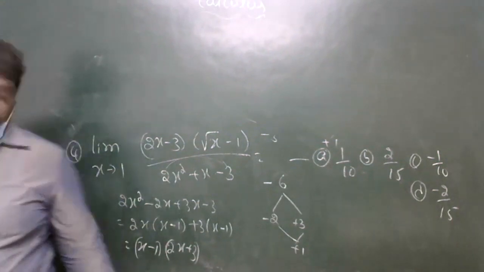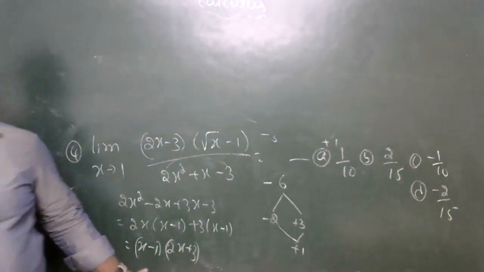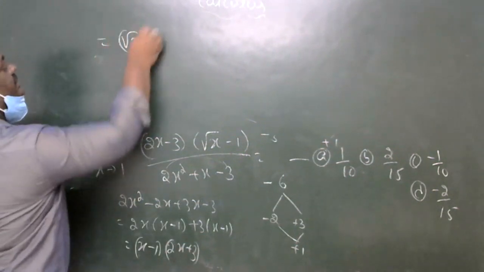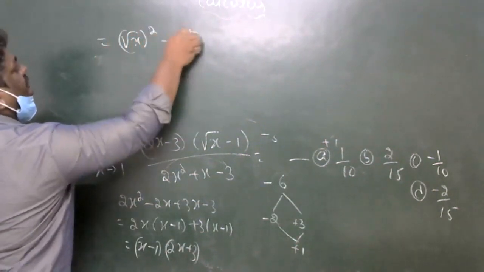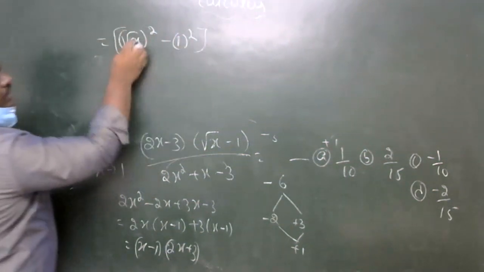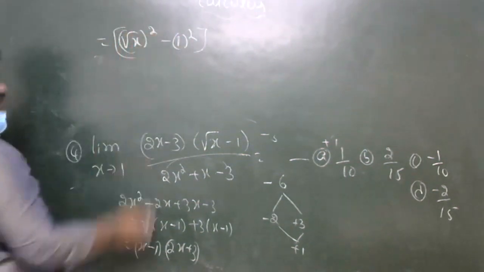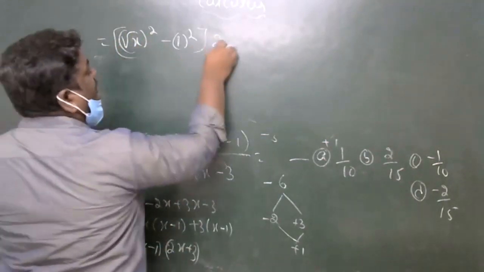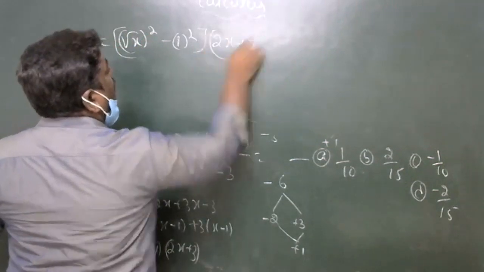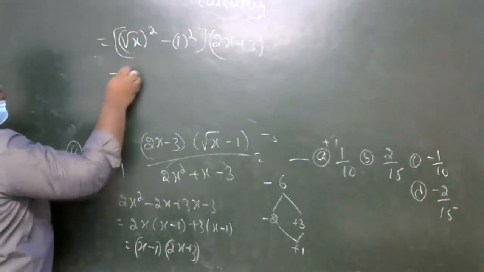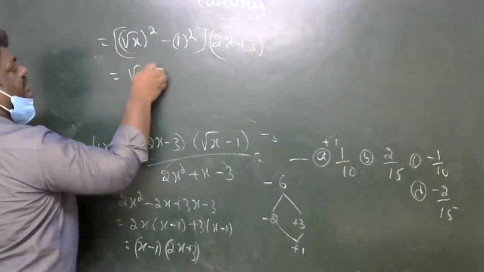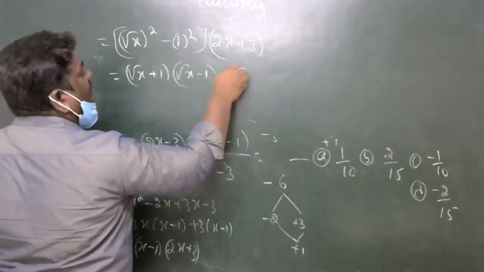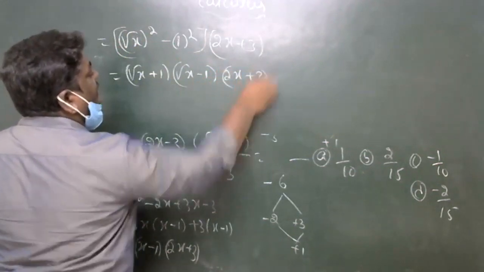So again, x minus 1 you can write as root x whole square minus 1 square, because root x whole square is x only. So x minus 1 only you can get. So 2x plus 3 you write as it is. So you can apply the a square minus b square formula. You are going to get root x plus 1 into root x minus 1 into 2x plus 3. These are all the factors of the denominator.